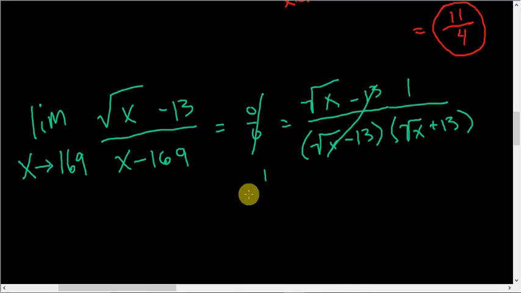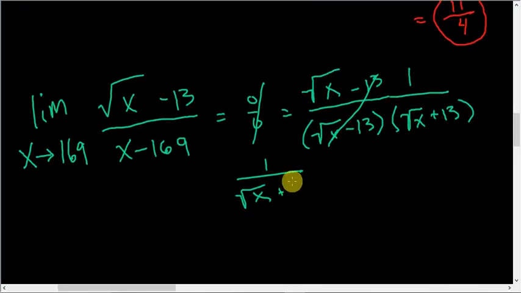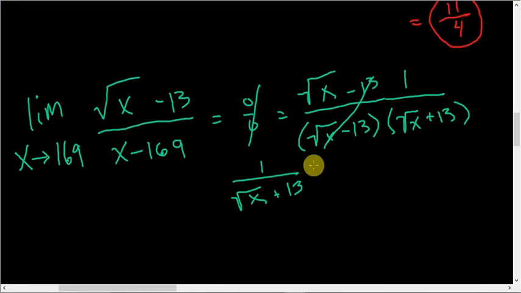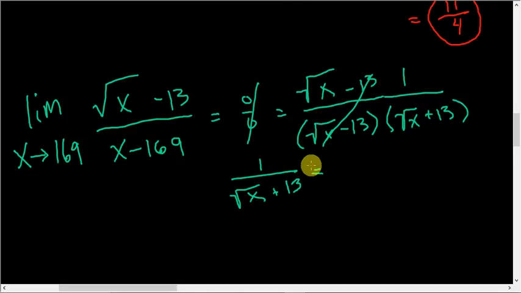So we end up getting 1 over the square root of x plus, why does it keep doing that? Plus 13. Maybe I hit the little knob on the side of the pen. Alright, so that gets us, oops, there you go.